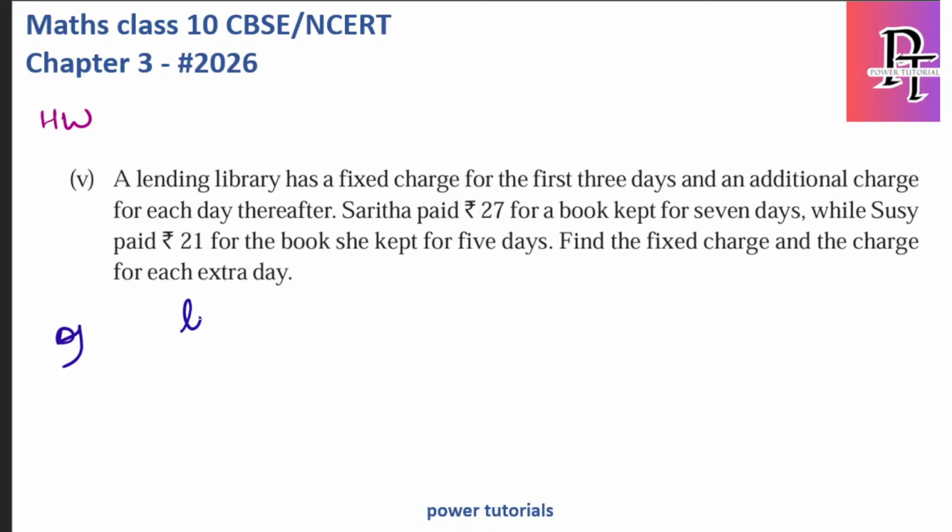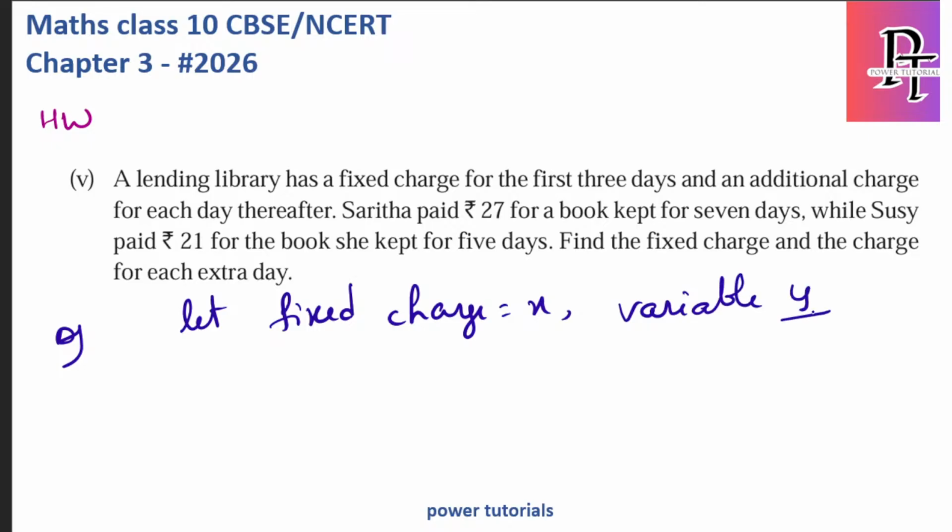Okay, so here also starting step, let fixed charge is equal to x and variable charge, let's keep it as y, and this is depending upon the number of days, and also not every day. After first 3 days only the additional charge will start. Okay, so Sarita paid how many? 27 for 7 days. 7 days I can split it as 3 plus 4. 3 is fixed and variable is for 4 days. So it will be x plus 4 into variable.